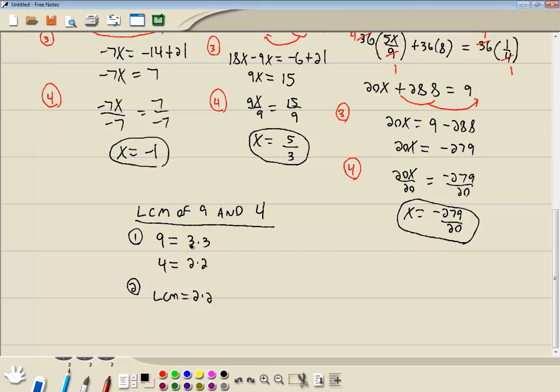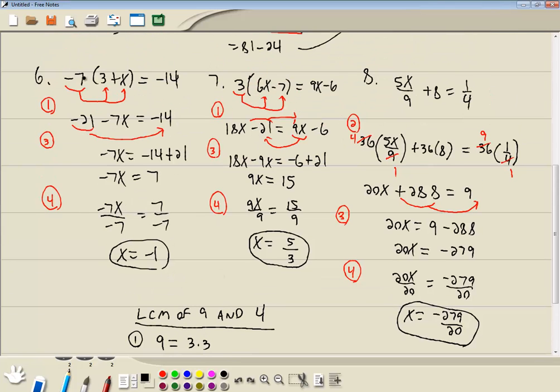Then I go to my next prime, 3, and I'm looking for the greatest number of 3's on a single line. There's 2 here, there's none here, so the greatest number of 3's on a single line is 2. And 2 times 2 is 4, 3 times 3 is 9, 4 times 9 is 36.